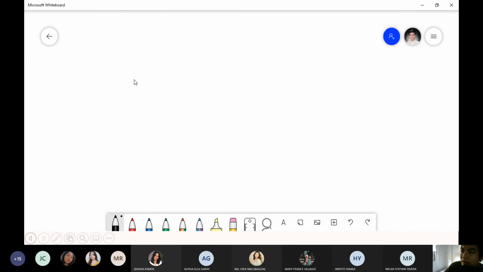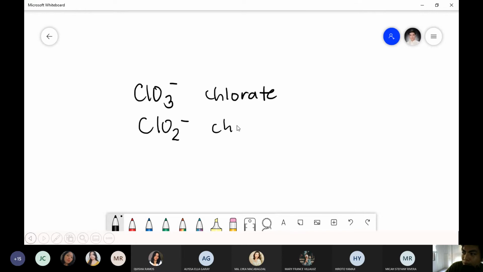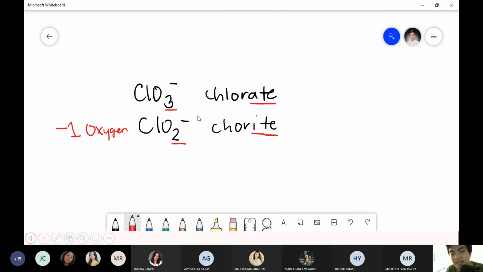So for chlorate, the chlorate system can be extended to 4 versions. So if I remove one oxygen here, what will be the name? The ate will be changed to ite. Keep in mind that if I remove one oxygen, the ate will be converted now to ite. However, I can further extend this.